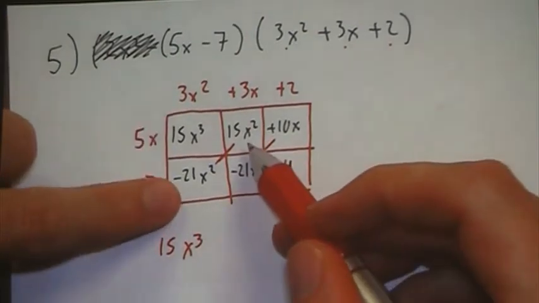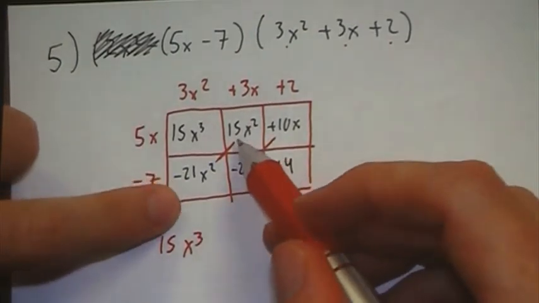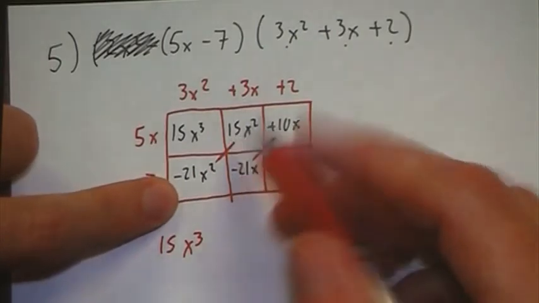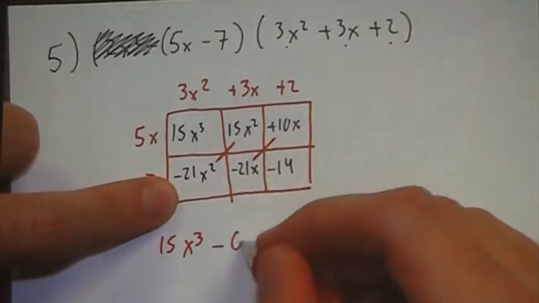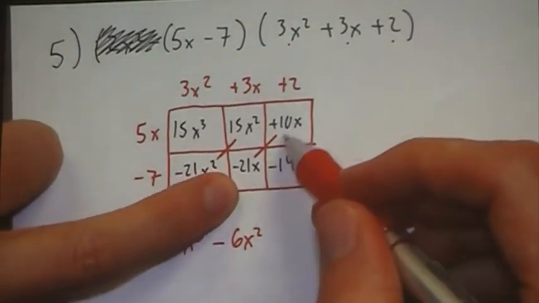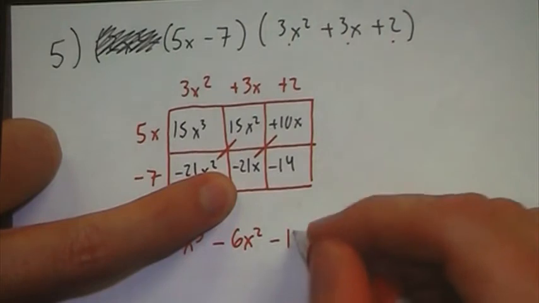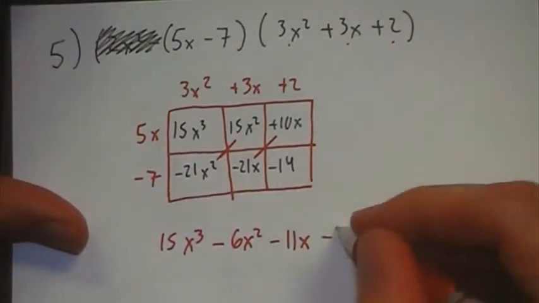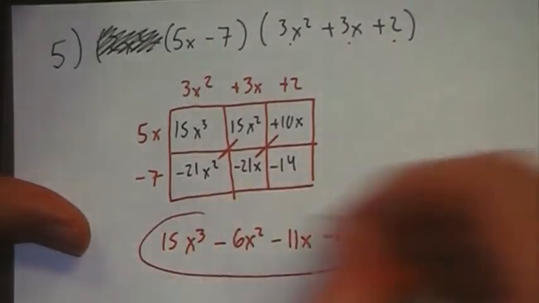Combine these two x squareds. Negative 21 plus 15, because that's a positive 15, would be a negative 6x squared. Negative 21x plus 10x minus 11x. And then, of course, we have our minus 14 just kind of hanging out by itself.